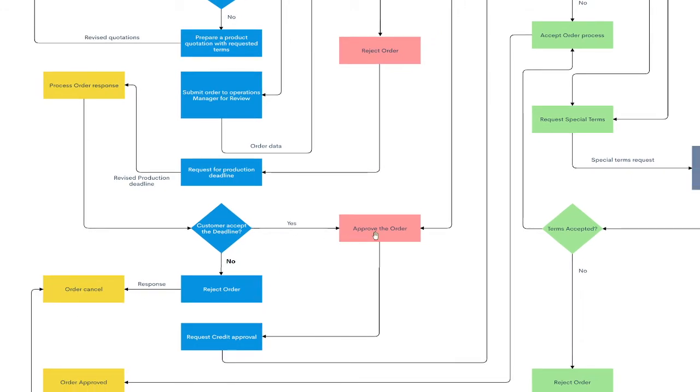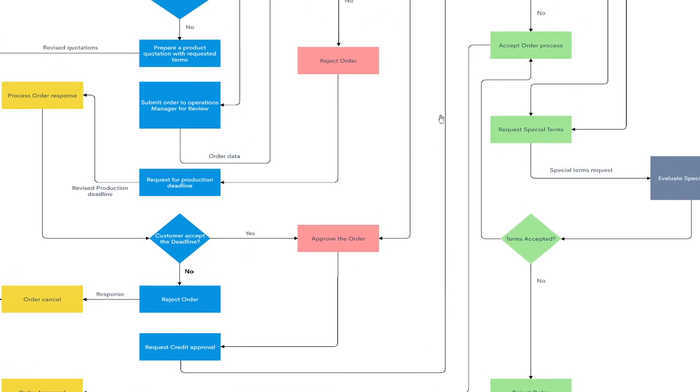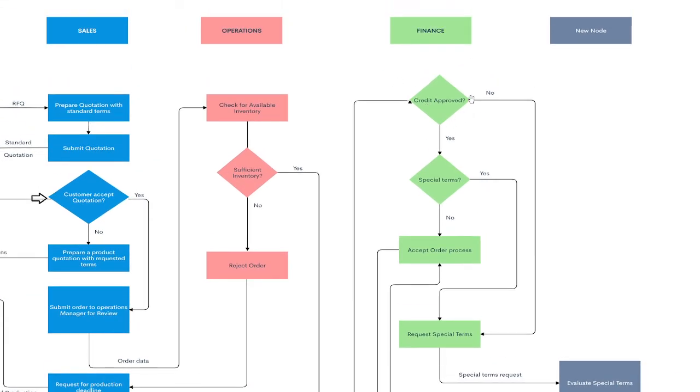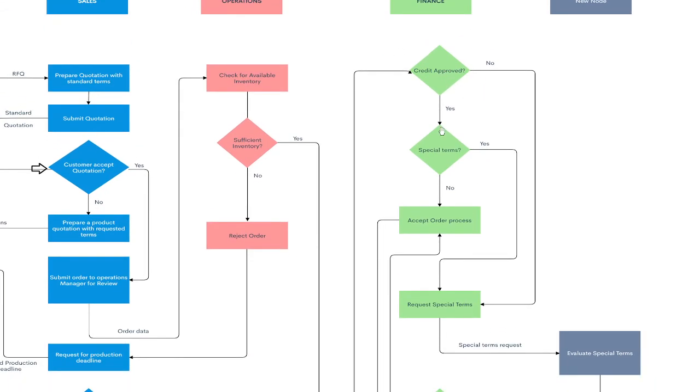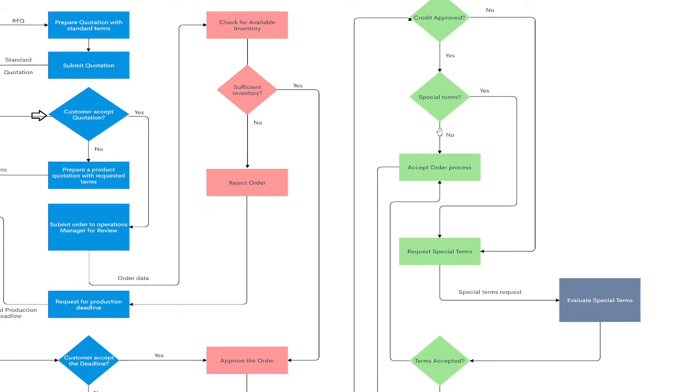But if they accept it, we will approve the order and send it back to the sales department to request credit approval, and this request will go to our finance department. If the credit is approved, we will ask whether there are special terms. If there are no special terms, we will just accept the order for processing.